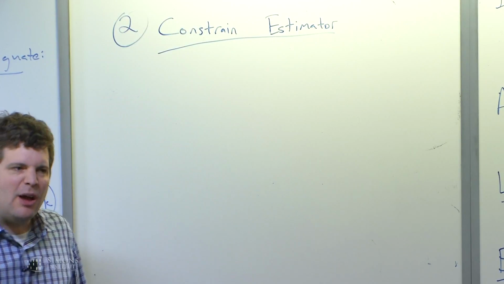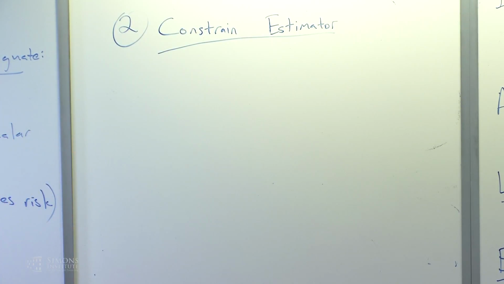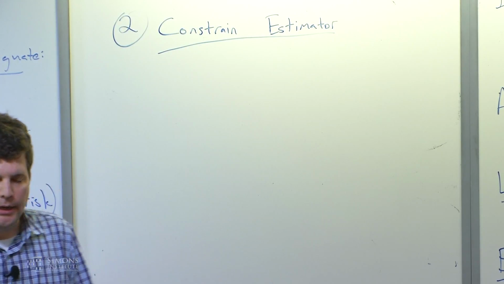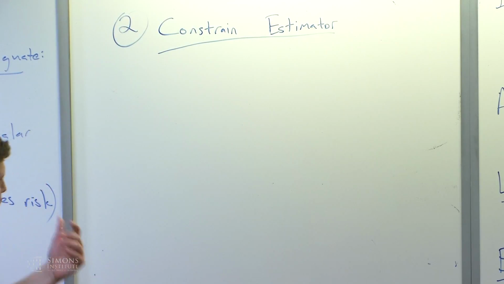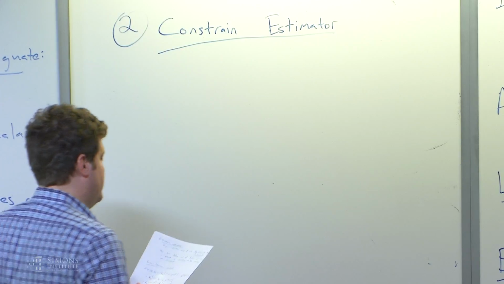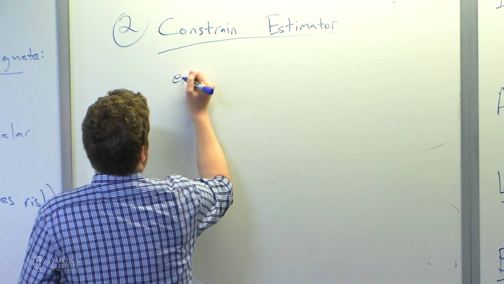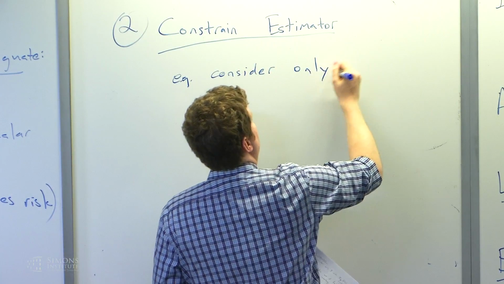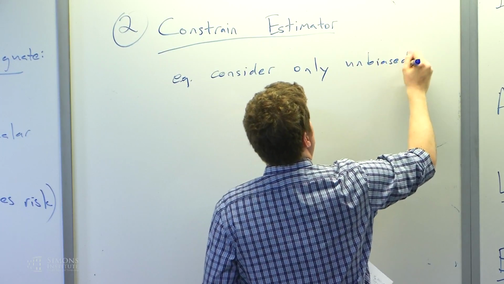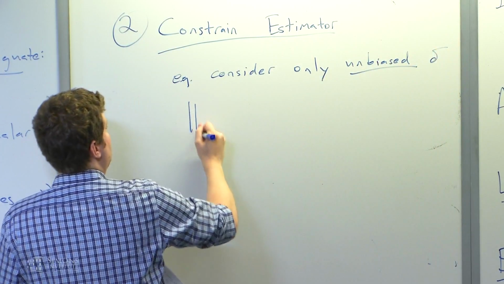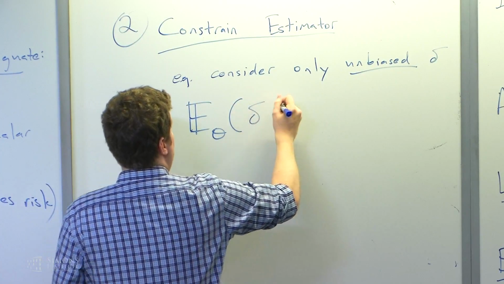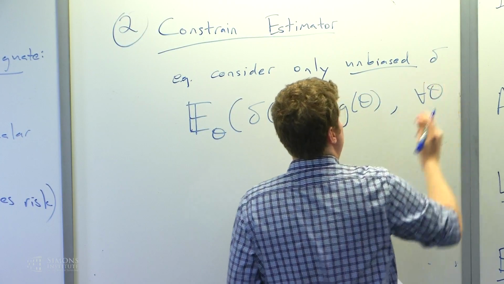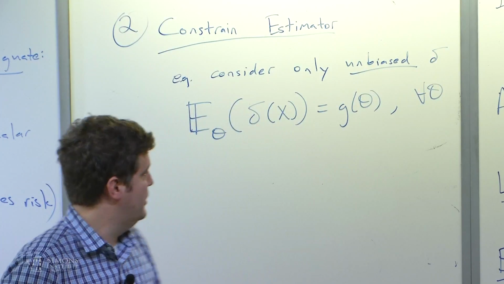So the second way would be to constrain the estimator. There might be some natural property that you think the estimator should have. You might think it should respect some symmetry of the problem, or you might just say, no matter what theta is, I want to have an unbiased estimator. So for example, consider only unbiased delta. Unbiased means that the expectation is g of theta for every value of theta in the parameter space.